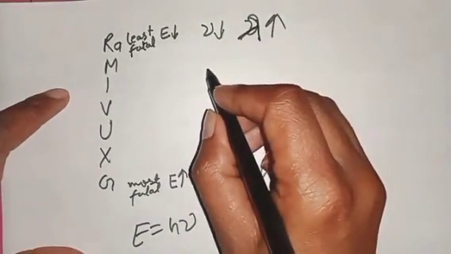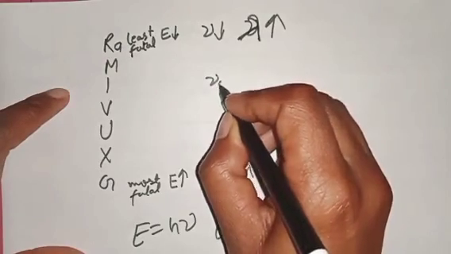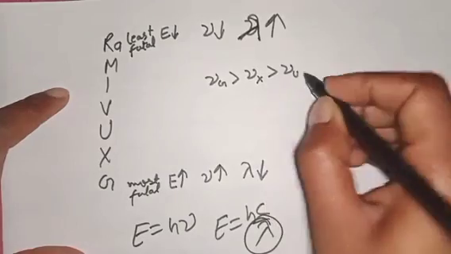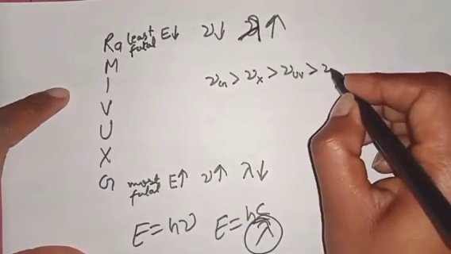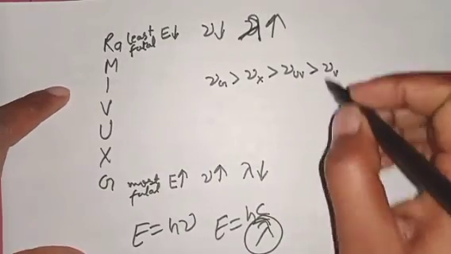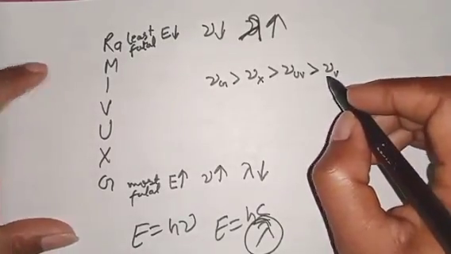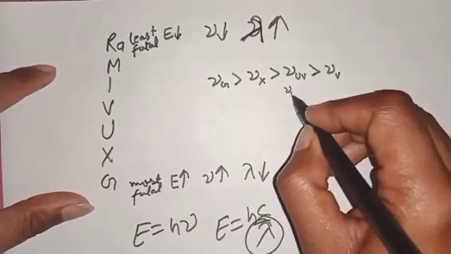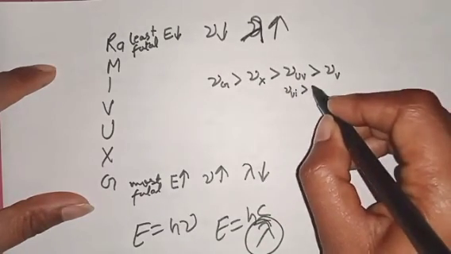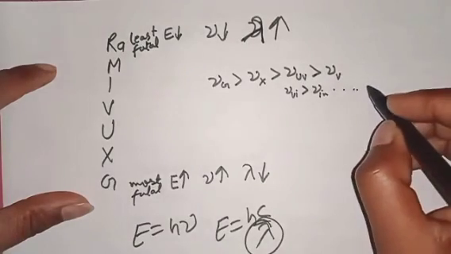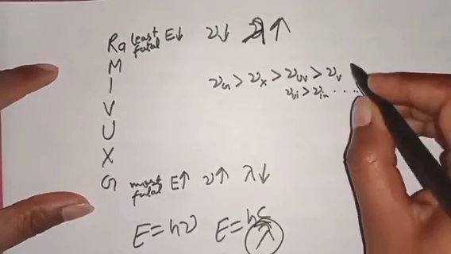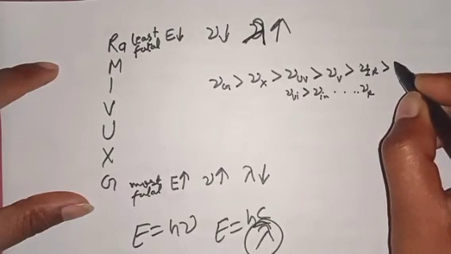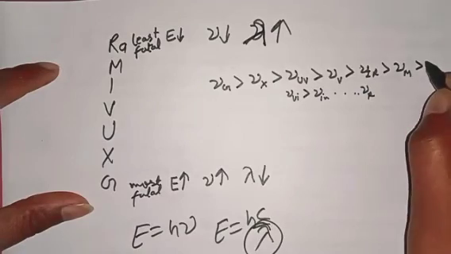So we can write that frequency of gamma is greater than frequency of X-ray, is greater than frequency of ultraviolet, is greater than frequency of visible. And in the visible section there is VIBGYOR, and we know about their frequency also. So we can also do it like this: frequency of violet is greater than frequency of indigo, and so on, and frequency of red. Now frequency of infrared is greater than frequency of microwave, is greater than frequency of radio wave.